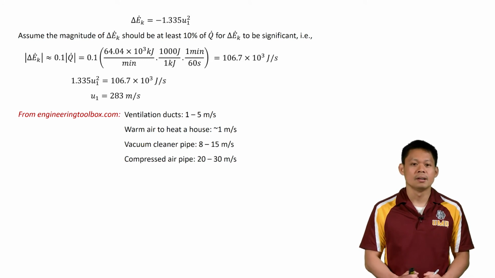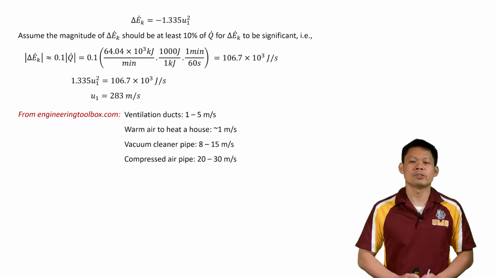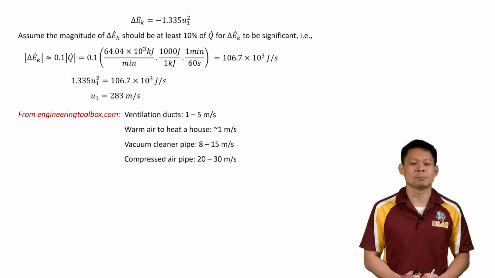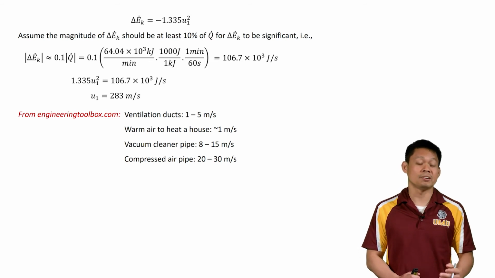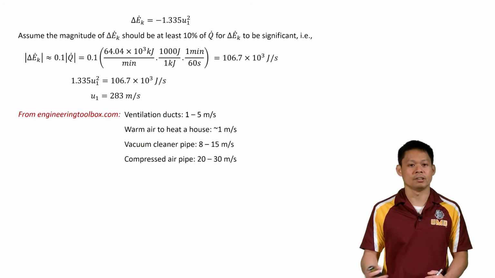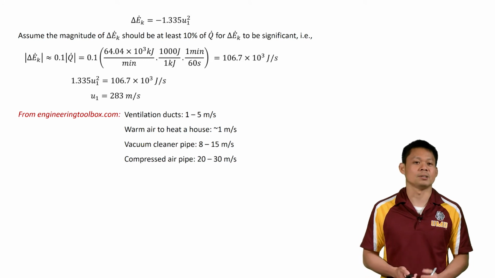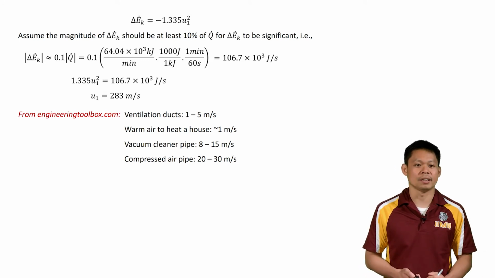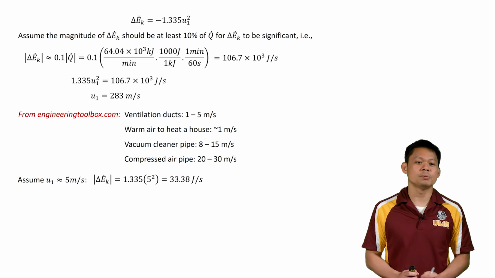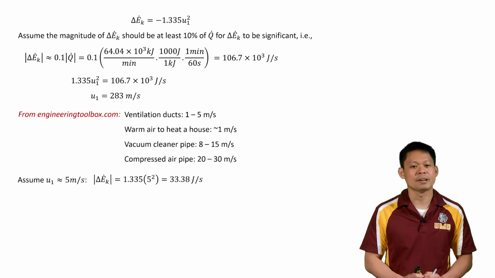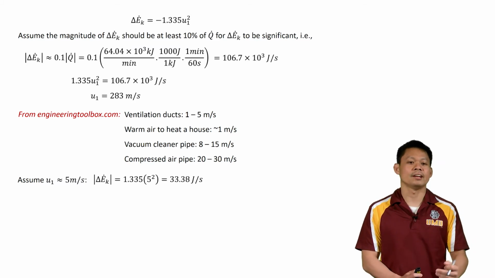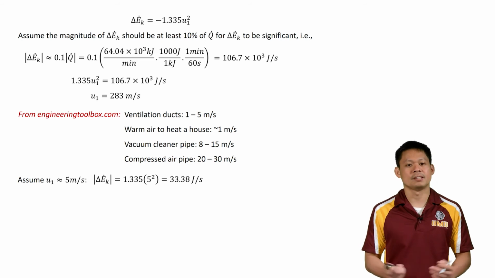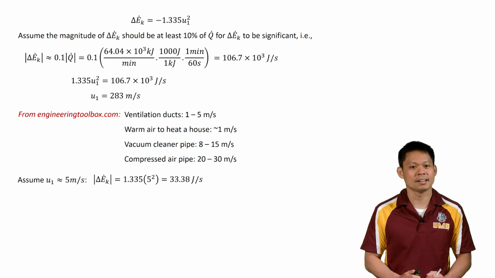As another comparison, when you drive down the highway at 70 miles per hour, you are going about just over 30 meters per second. So 283 meters per second is really, really, really fast and not practical in terms of airflow that we are looking at. If we assume just an airflow velocity of 5 meters per second, we can calculate our delta EK term. We see that it's 33.38 joules per second.